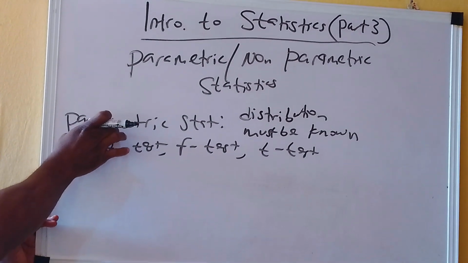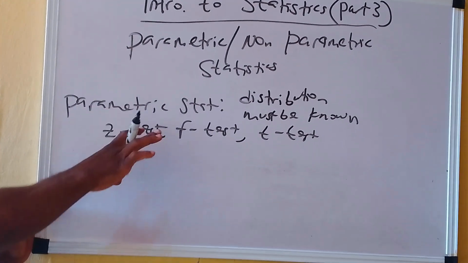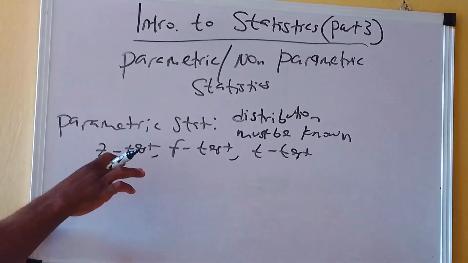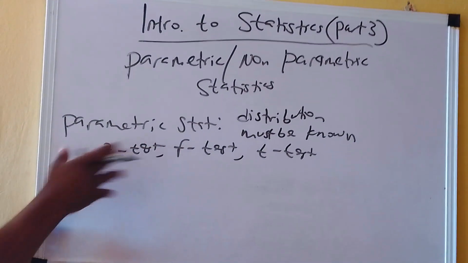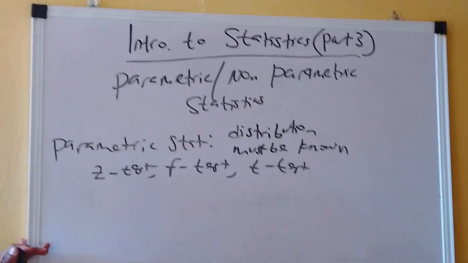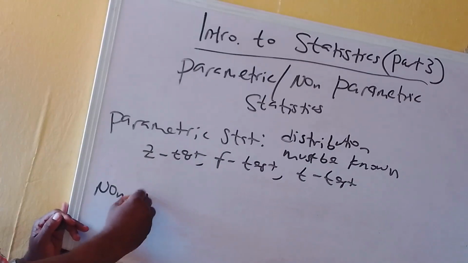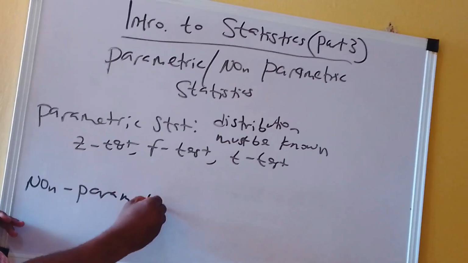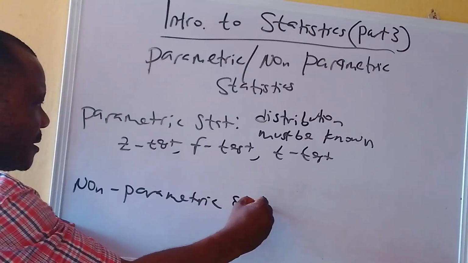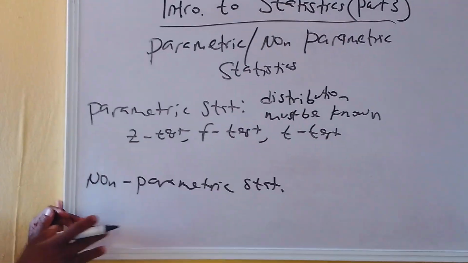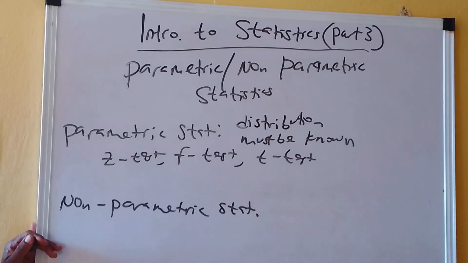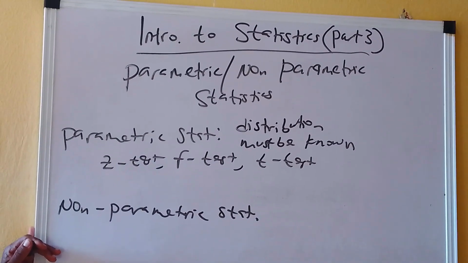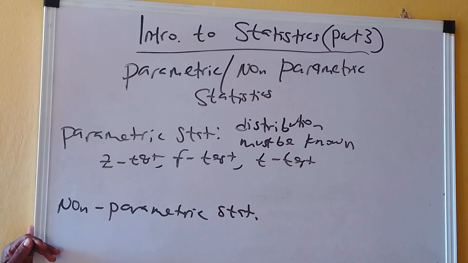Now, before you carry out parametric statistics, the parameters must be known, the properties must be known. And when they are known, they are tested using any of these, though there are more parametric tests that can be used. Then this takes us to the next one, the non-parametric statistics. The non-parametric statistics do not need any assumption about the distribution of the population where the sample was taken.